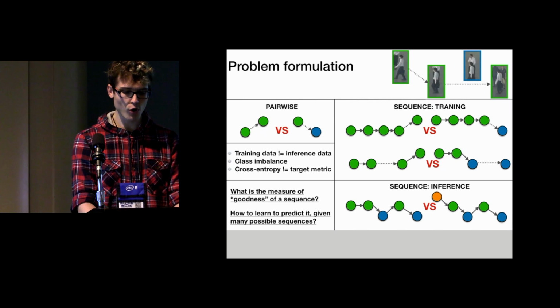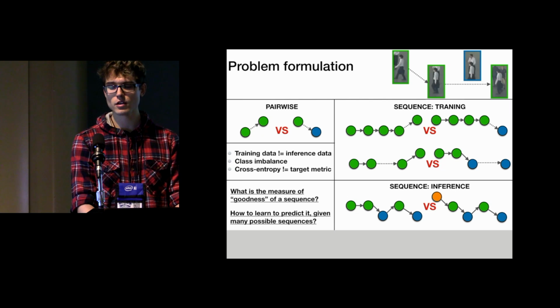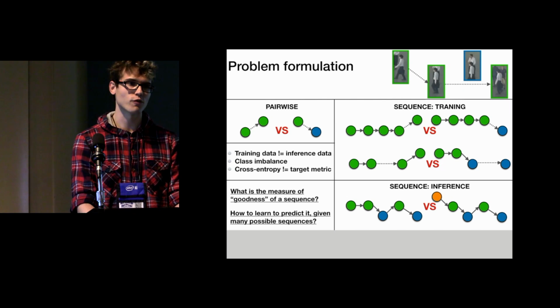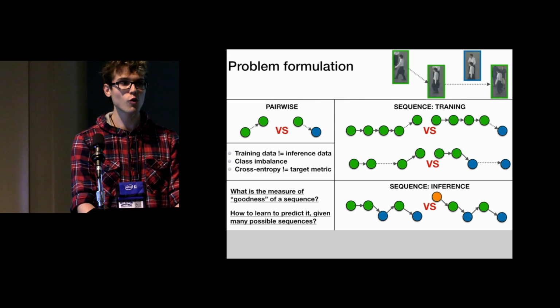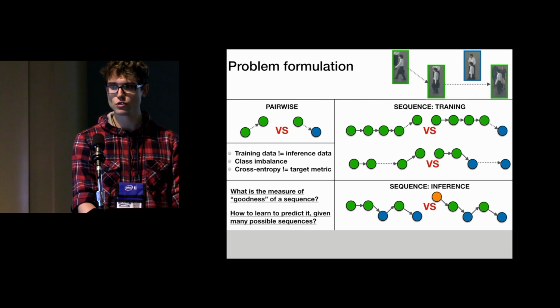So these are the problems that we're trying to address here, and we're trying to address them by answering 2 questions. What is the measure of goodness of a sequence of detections, and how can one learn to predict this measure, given that there are combinatorially many possible sequences, but we would like to reduce the exposure bias? So we want our training and testing distribution to be the same.